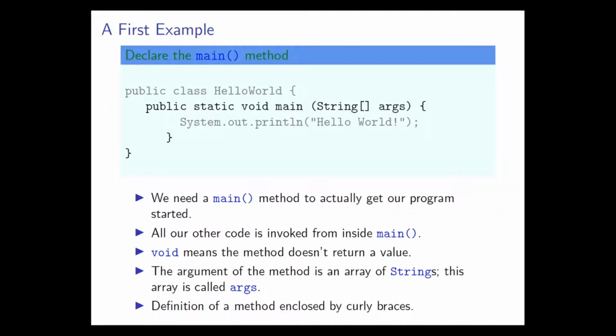What do we have inside our HelloWorld class? Well, we just have a main method. In other words, we have a method whose name is main, and the main method in a Java program is special. The Java program always must have a main method. We'll see in a moment that the class you use to start your Java program is the one which will be expected to have a main method to actually get the program started. And then other code is invoked from inside main.